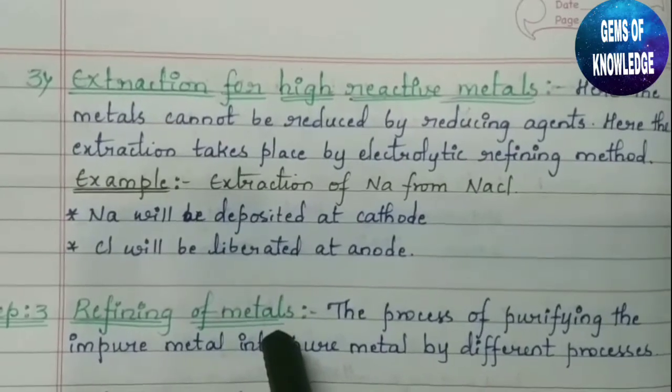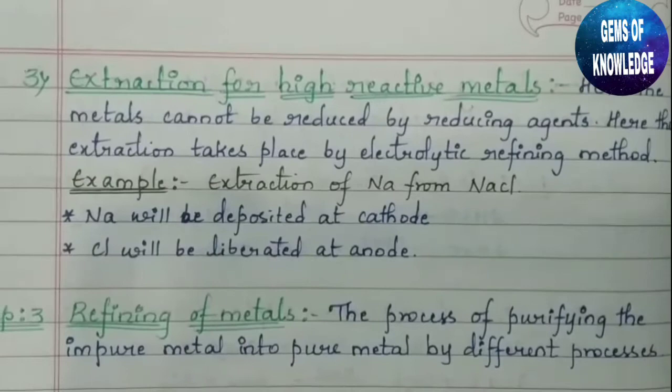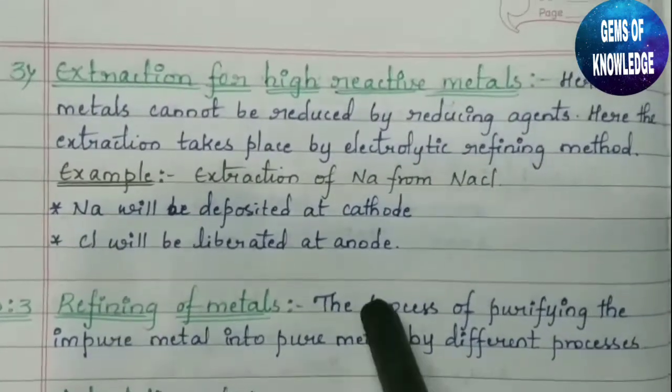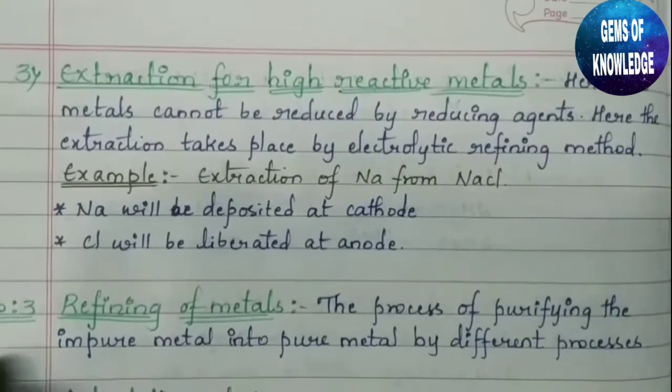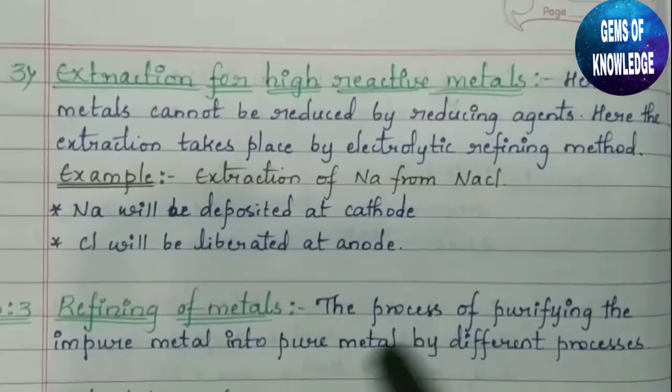is the refining of metals. So what is this refining of metals? Here we are studying electrolytic refining. So what is this refining? It is the process of purifying the impure metal to pure metal by different processes.